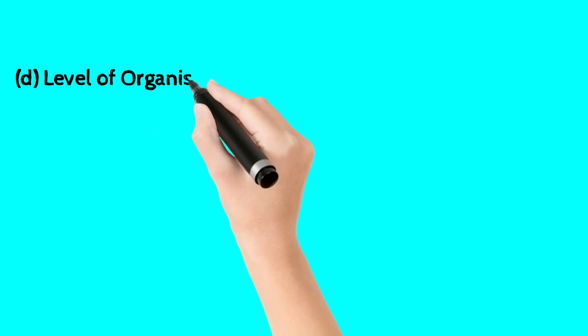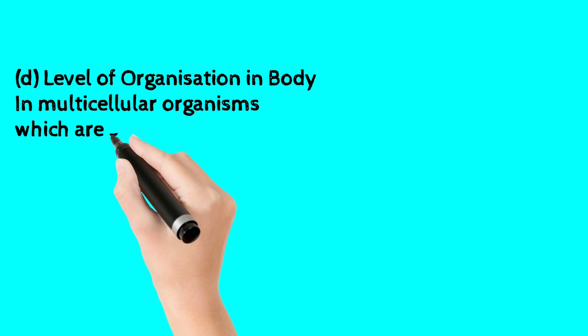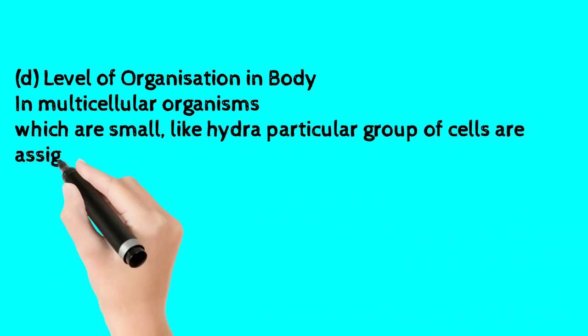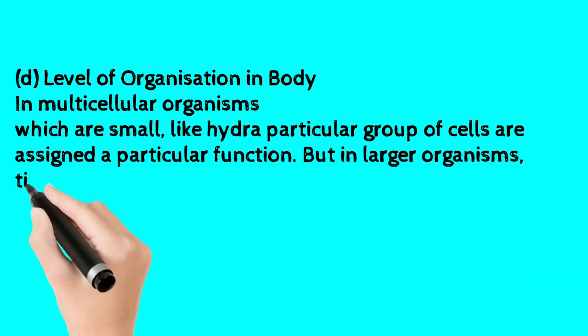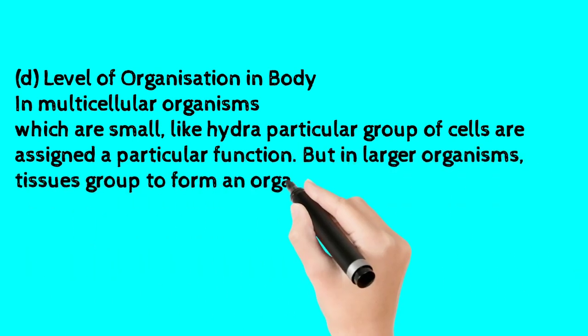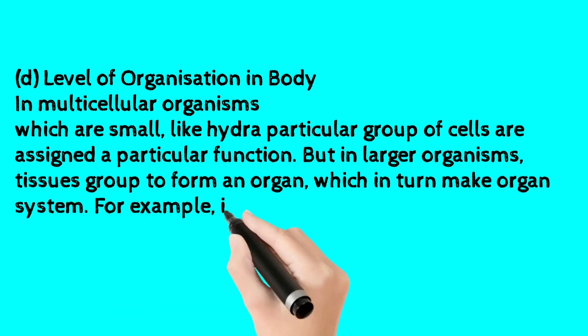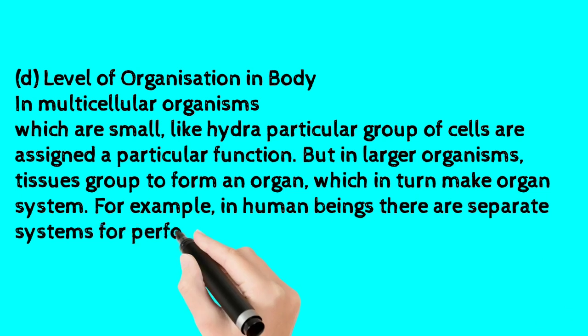Deep level of organization in body. In multicellular organisms which are small, like Hydra, a particular group of cells is assigned a particular function. But in larger organisms, tissues group to form an organ, which in turn makes an organ system. For example, in human beings there are separate systems for performing specific tasks.